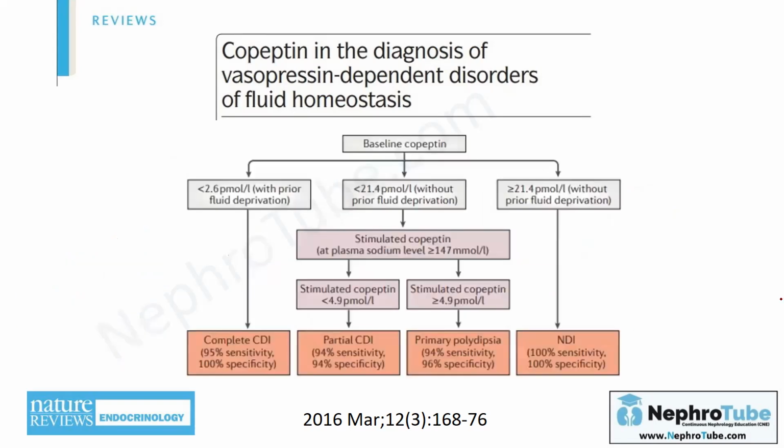And there is a practical approach, but actually it is not available in my country, copeptin. I don't know where it is available worldwide, but usually there is a pathway to diagnose diabetes insipidus away from deprivation just by measuring the copeptin level. And according to the copeptin level, you can diagnose the type of diabetes insipidus.